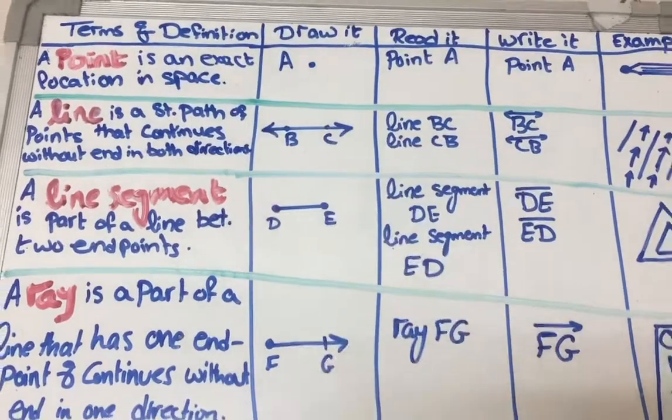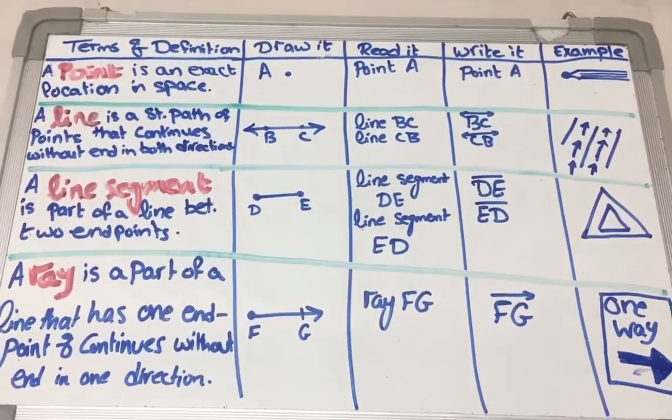Here is how I draw it. Okay, how do I read it? I just say point A. How do I write it?